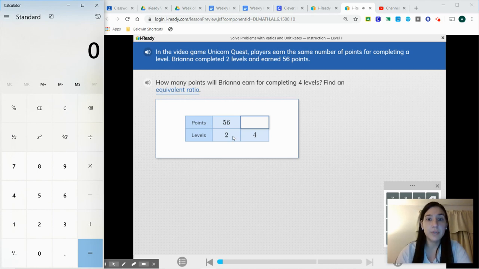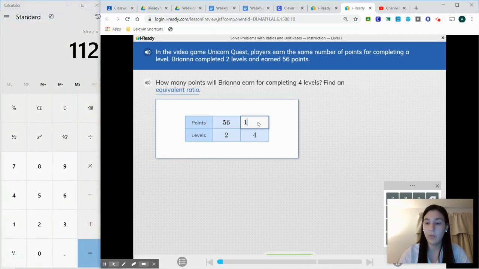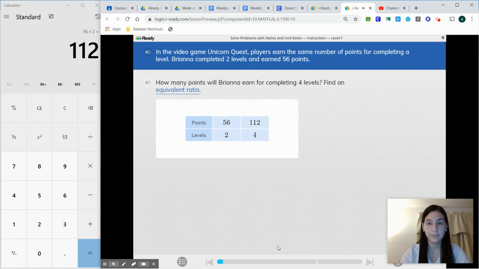So we're going to go from 2 over to 4. So we see that to get from 2 to 4, we multiply by 2. So to get from 56 to our empty spot, we're going to do 56 times 2, which will give us our answer of 112. Now let's find the number of points in 4 levels using the unit rate.